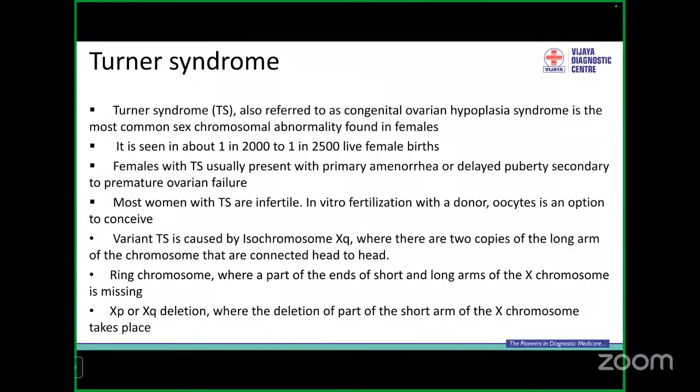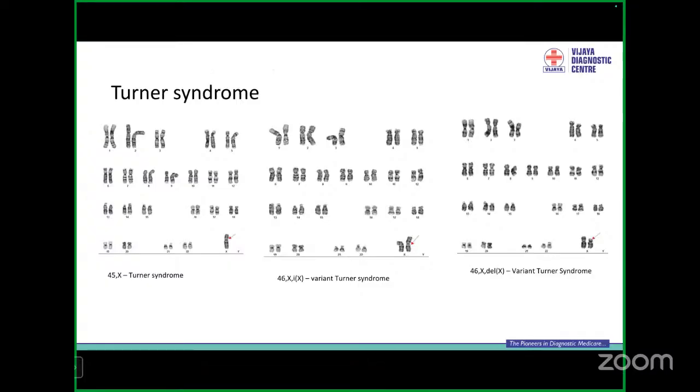There are also variants in Turner syndrome, like iso-X chromosome, where the complete P arm of the X chromosome is missing and only the two Q arms are present. That is one form of variant. In Turner syndrome, ring chromosome and XP or Q deletions are also seen. These are the karyotypes which represent the classic 45,X Turner syndrome, where there is no other X chromosome, and the other two are iso-X, where only the Q arms are duplicated and seen on the karyotype, and the deletion X chromosome. All these are variants of Turner syndrome.